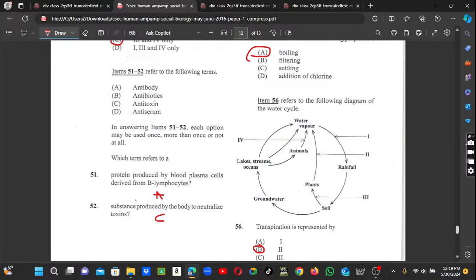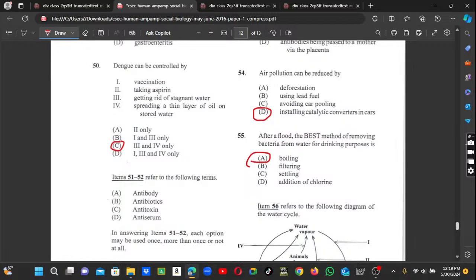So any substance produced by the body to neutralize toxin, we're talking about the antitoxin. So the answer will be C for 52. Moving along to number 53.